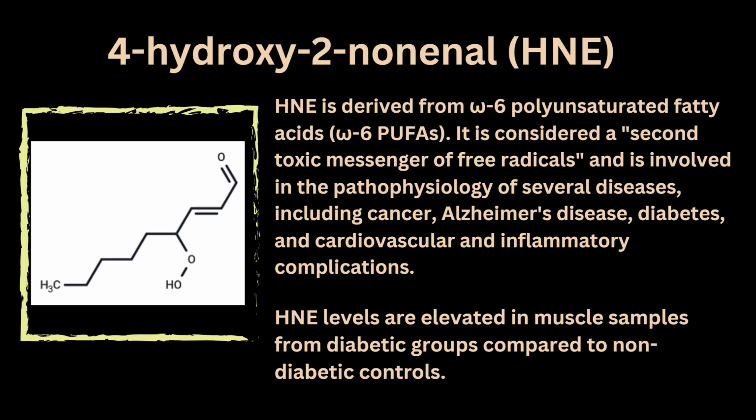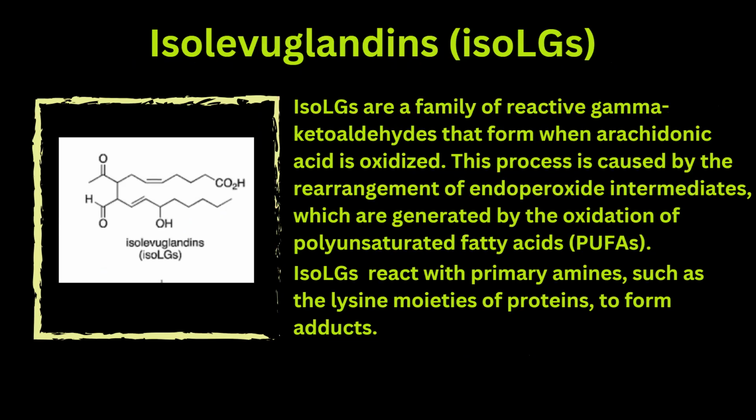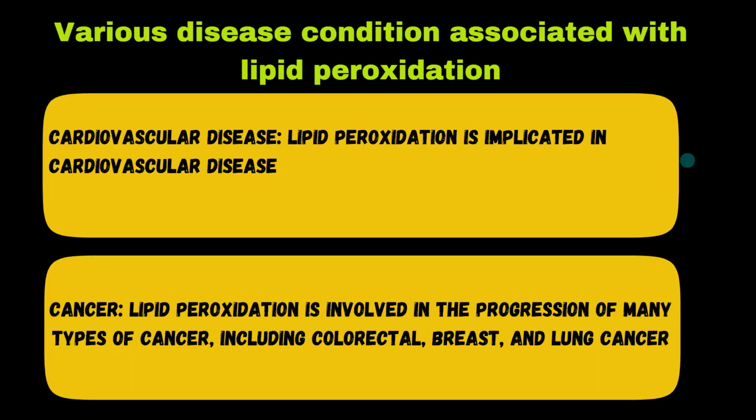Then next are isolevuglandins, a family of reactive gamma-ketoaldehydes that form when arachidonic acid is oxidized. This process is caused by the rearrangement of endoperoxide intermediates, which are generated by the oxidation of polyunsaturated fatty acids. Isolevuglandins react with primary amines of proteins, such as the lysine moieties of proteins, to form adducts.